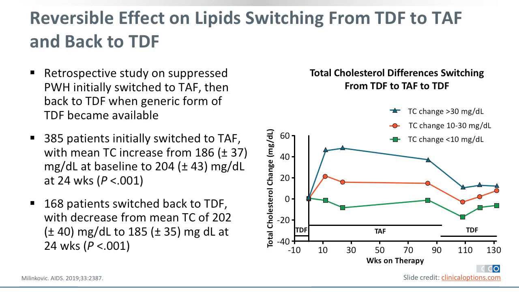So this is a study demonstrating that, that looked at the effect on lipids of switching from TDF to TAF and then back again. So what were the differences in total cholesterol in switching? And it was a retrospective study of suppressed people with HIV. And there were about 385 patients. There was a mean increase in total cholesterol at 24 weeks on the TAF regimen that was significant, of about 18 milligrams per deciliter.